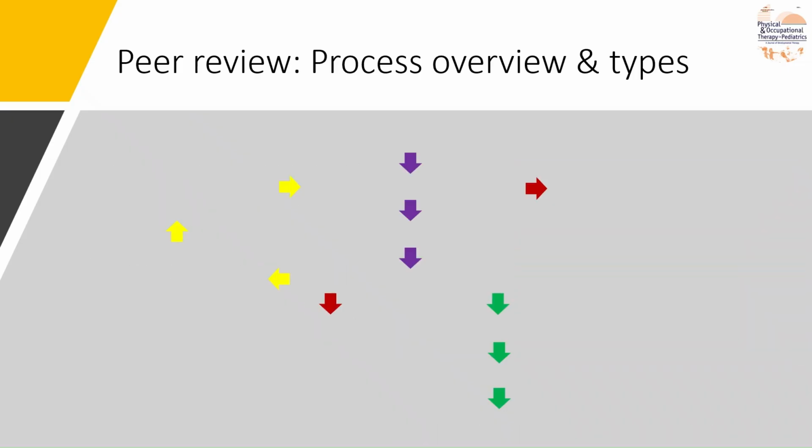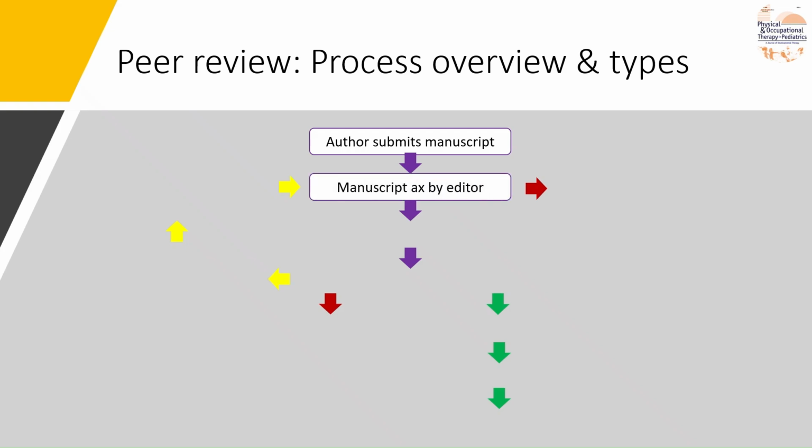Now, let's take a closer look at the typical review process. It begins when an author submits a manuscript to a journal. The editor performs an initial screening, and this is where decisions about desk rejections or moving forward to peer review are being made. In fact, about 30% of those submissions may be rejected at this stage, and those statistics really come from Physical and Occupational Therapy in Pediatrics and could be different in another journal.